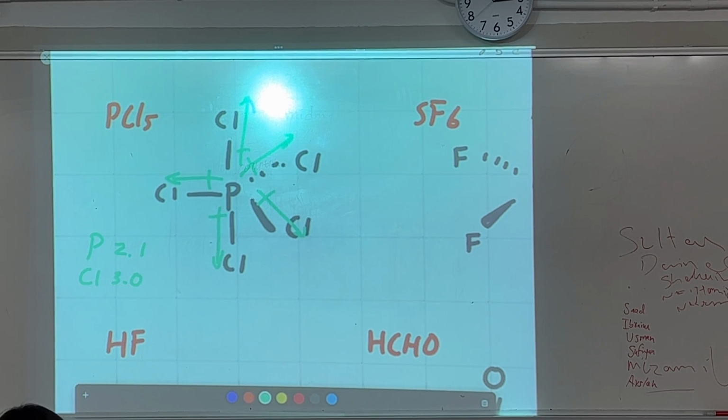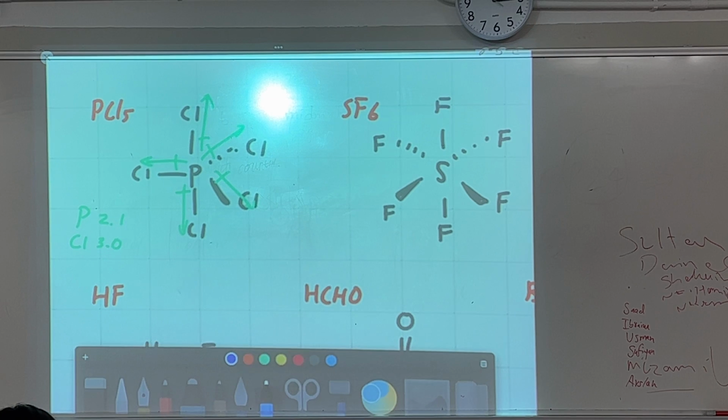Do these cancel out? Yes. If you see arrows radiating outward or inward and they are symmetric, it's most likely non-polar. They most likely will cancel out. So the conclusion is that PCl5 is non-polar.